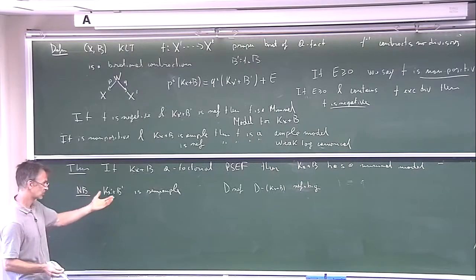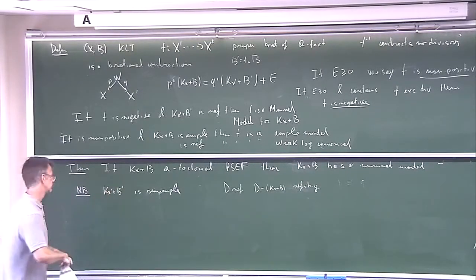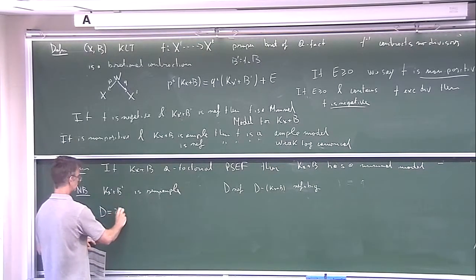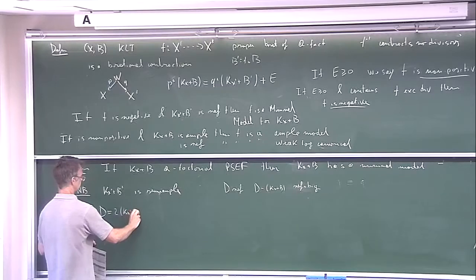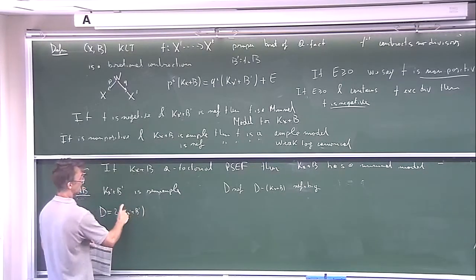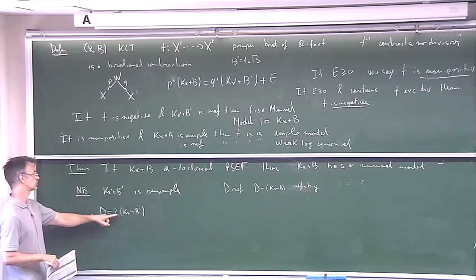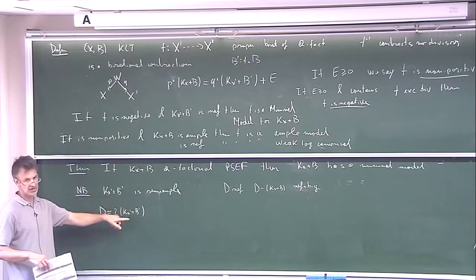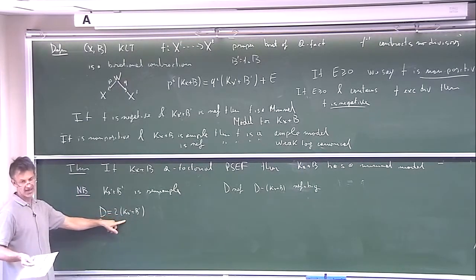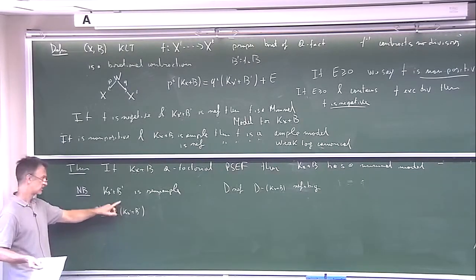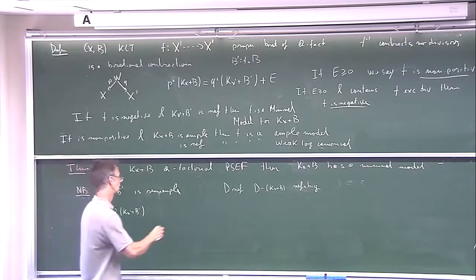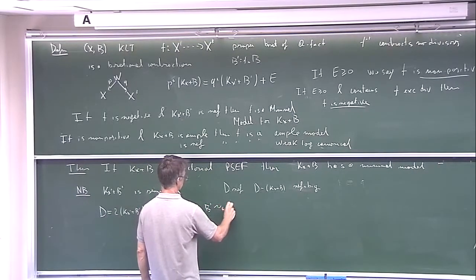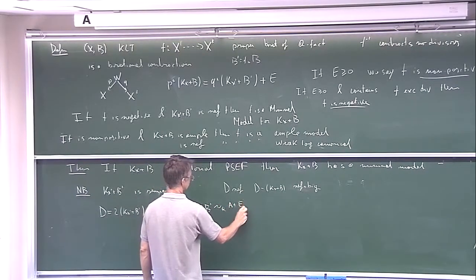So we sort of have to figure out what to do. My instinct would be to take D to be like 2(Kx' plus B'). But I don't want to have my KLT pair be Kx' plus B', because if I subtract that from this, I just get something nef, not nef and big. So I need to perturb this B'. So notice that B' is Q-linearly equivalent to an ample divisor plus an effective divisor.